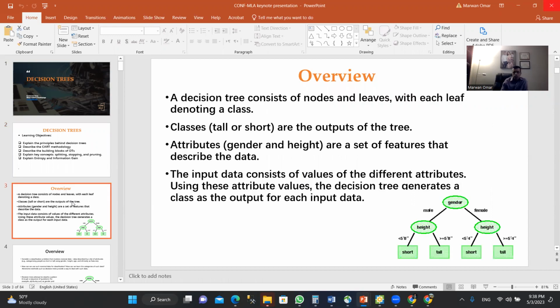Here is an overview on decision trees. A decision tree consists of nodes and leaves, with the leaf denoting a class. Classes, tall or short, are the outputs of a tree. Attributes such as gender and height are a set of features that describes the data. The input data consists of values of different attributes. Using these attribute values, decision trees generate a class as the output for each input data.